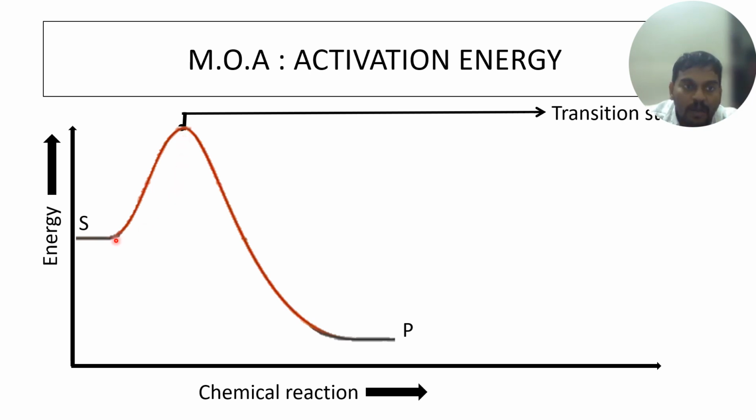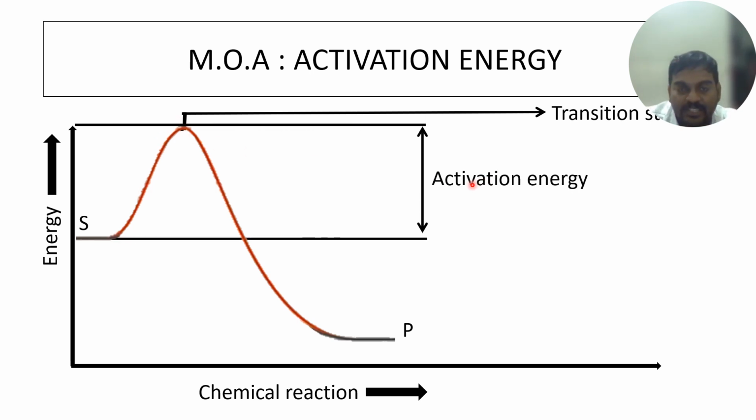The amount of energy which is provided to the substrate so that it will move from the ground state to the transition state is called activation energy. So what is activation energy? It is the amount of energy provided to the substrate so that the substrate will move from the ground state to the transition state. So this is the activation energy for this particular reaction to convert the substrate to form product in the absence of enzyme.